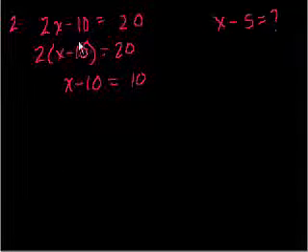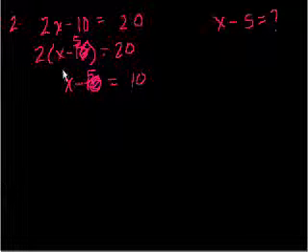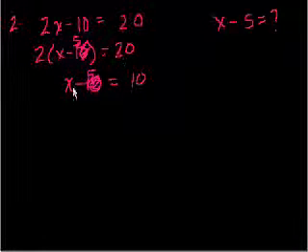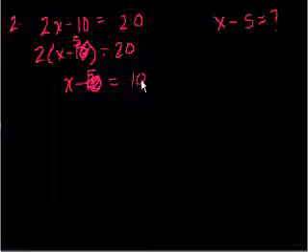Oh, sorry. Maybe that's why you shouldn't do it this way. Sorry. 2 times x minus 5. X minus 5 is equal to 10. So that's the other way you could have done it. You just factor out a 2. You get 2 times x minus 5 is 20. Divide both sides by 2. You get x minus 5 is 10.